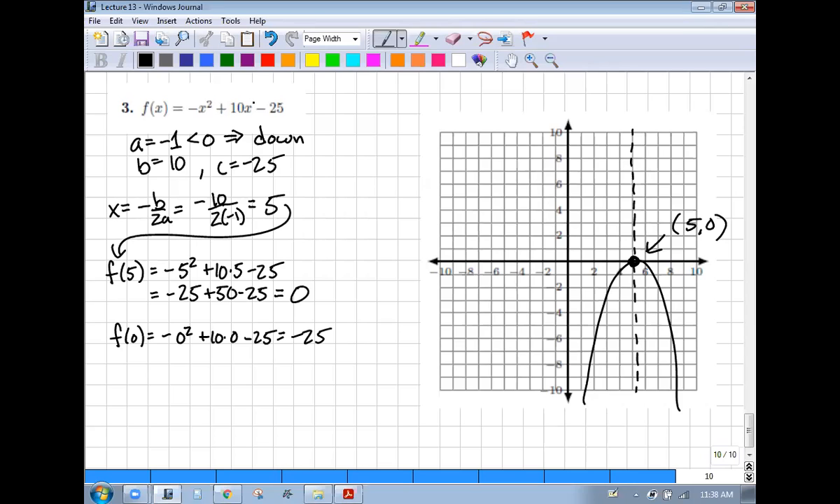If you plug 0 in, you can always just look at your function and tell where your y-intercept is, because if you plug 0 in for x, this goes away. It's the same thing with the y equals mx plus b thing. This constant left over is what you get when you make x 0. All right, so -25 would be way down there. So indeed, we know this thing looks something like that, as opposed to this.